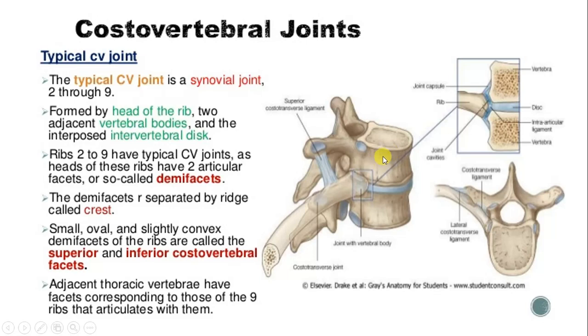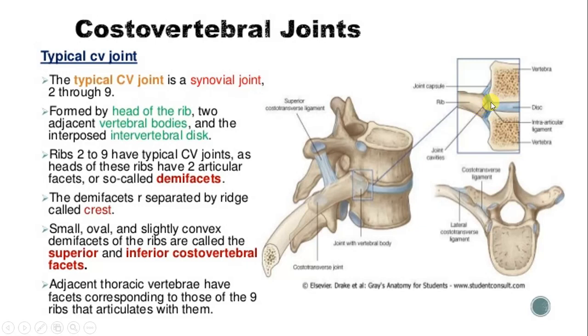The reason is that they have a single articular facet on the vertebra for the articulation. For a typical costovertebral joint, there will be the head of the rib, two adjacent vertebral bodies, and the interposed intervertebral disc. You see here the head of the rib, two vertebral bodies, and the intervening intervertebral disc.